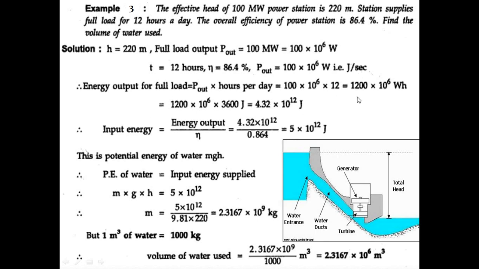1 kilowatt hour is equal to 36 into 10 raised to 5 joules. Use that relation. Then we got the input energy as 5 into 10 raised to 12 joules. Now potential energy is nothing but the input energy supplied. So here we got the value of mass in kg, but the question asks in terms of volume, so we have to convert it into meter cube. Again the relation is 1 meter cube is equal to 1000 kg, hence the volume is 2.3167 into 10 raised to 9 divided by 1000 meter cube.